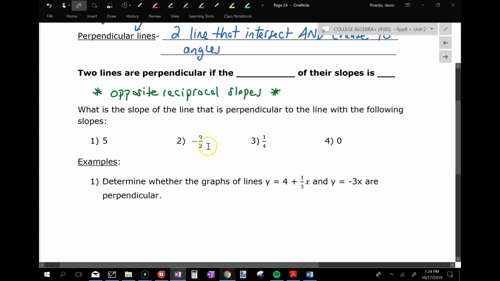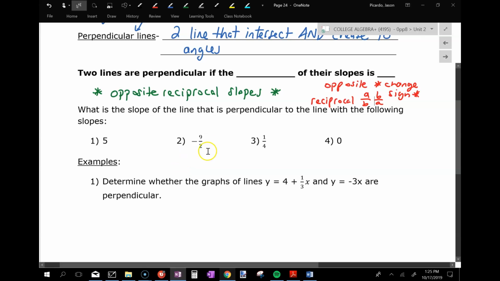When I use the word opposite, super important. Opposite just means change the sign. Make a note of that. Opposite means to change the sign. It means a positive becomes negative, a negative becomes positive. Okay? And then reciprocal means what? AB becomes BA, right? A over B becomes B over A.